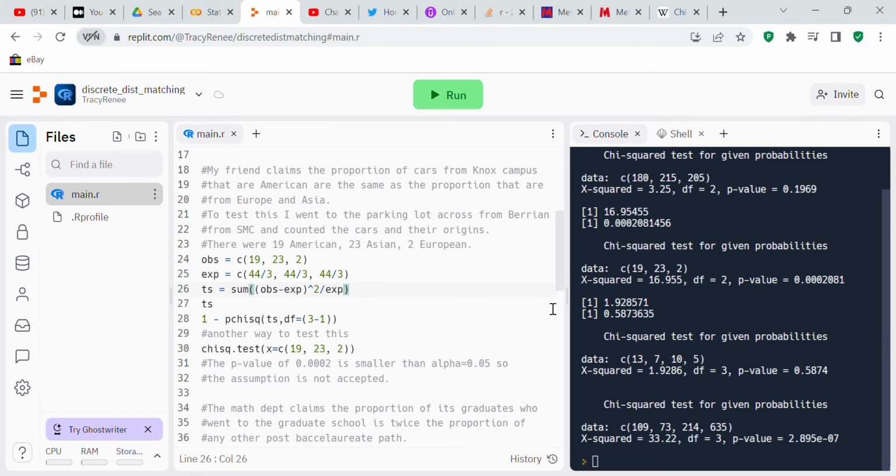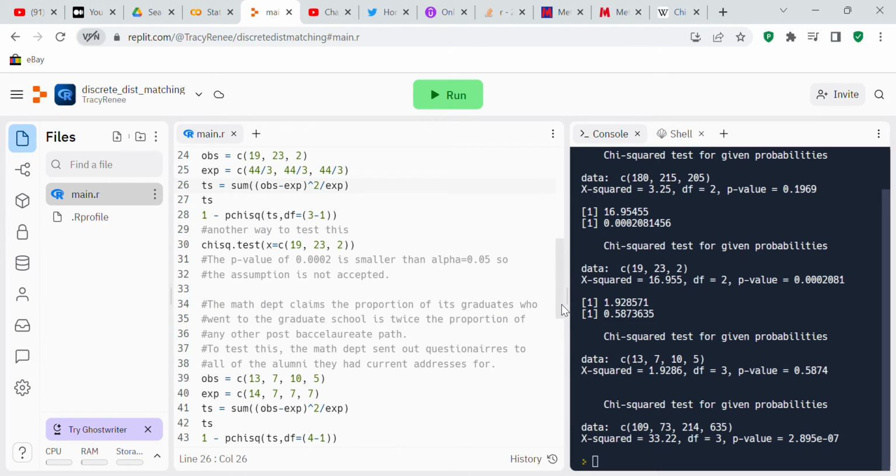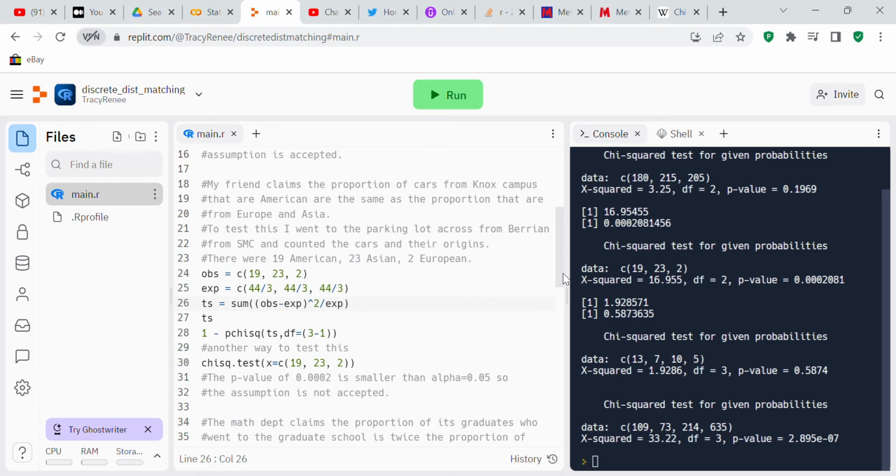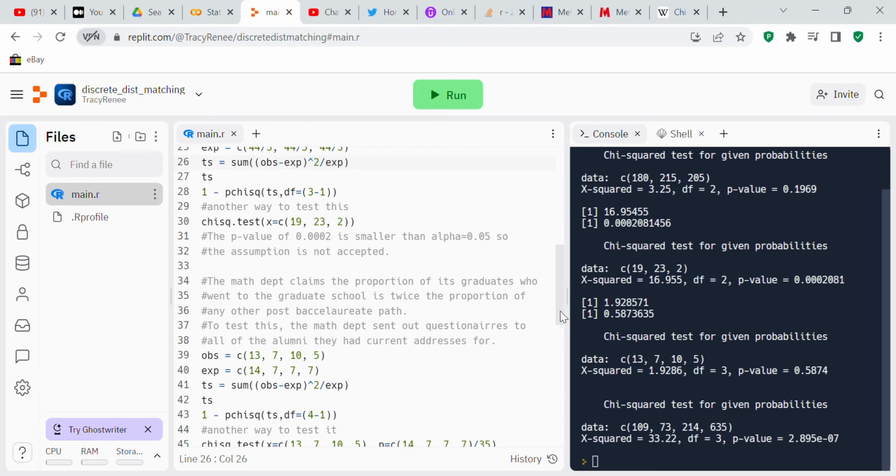So what we're going to do is just use this one right here, the chisq.test, with x equals c(19, 23, 2), and it gives you a p-value of 0.0002. Since the p-value of 0.0002 is smaller than the alpha of 0.05, the assumption is not accepted. The assumption was that the proportion of American cars is the same, and the null hypothesis is rejected.